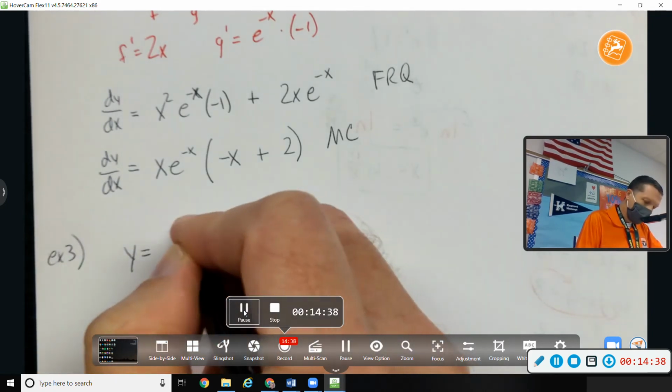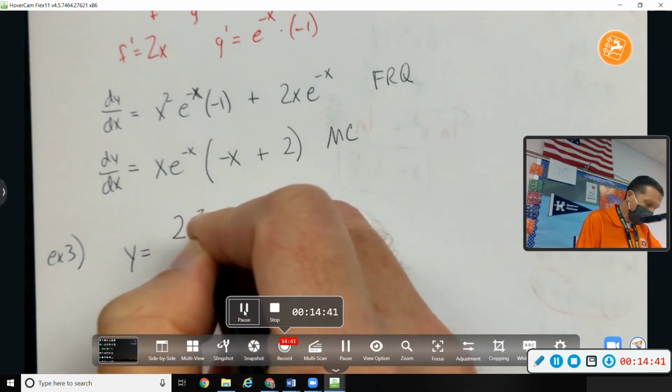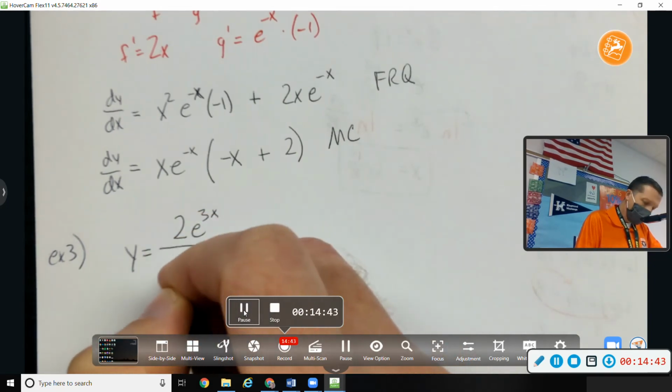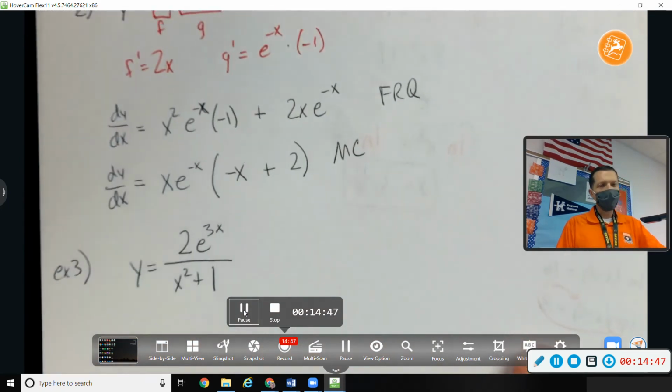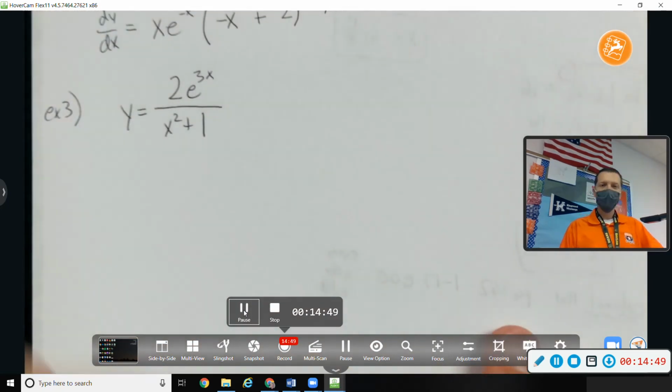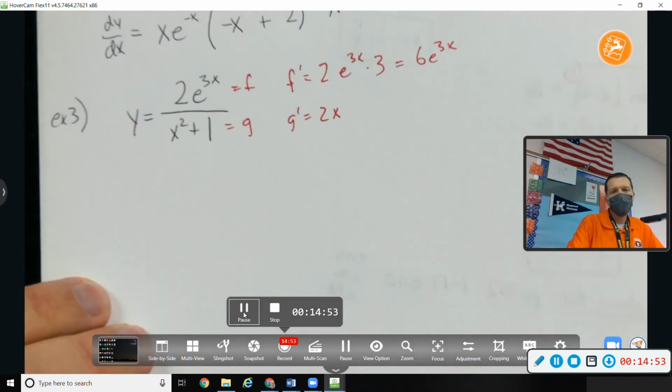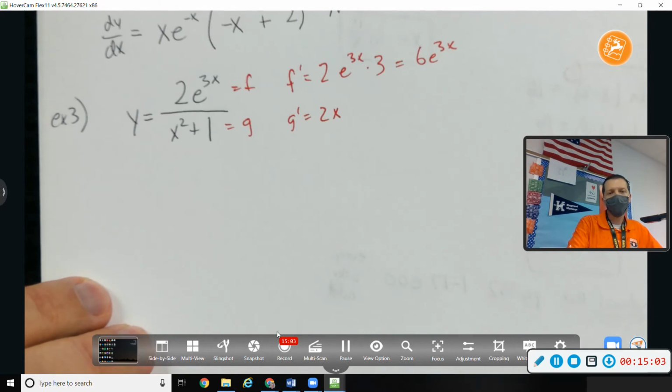Y equals 2e to the 3x over x squared plus 1. So what rule is that going to require? Quotient rule. So why don't you try that one? So there's the pieces, f prime and g prime. So I'm going to pause it again, and you can see if you can put it all together.